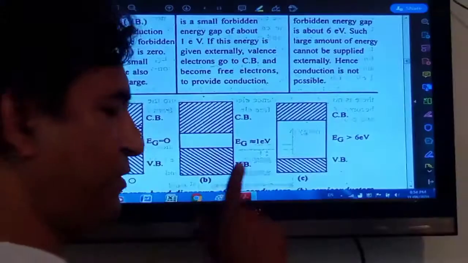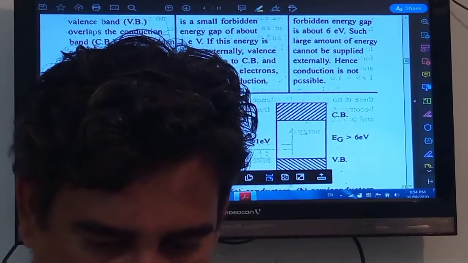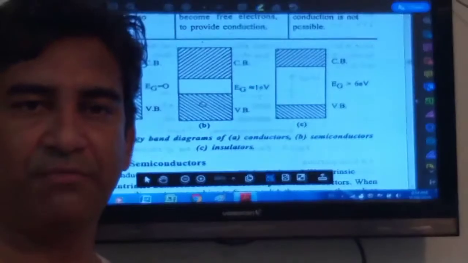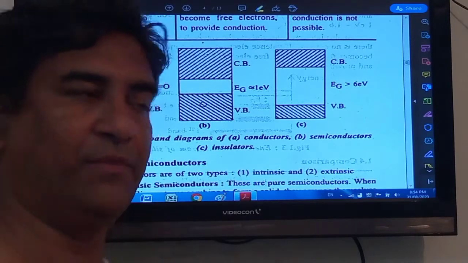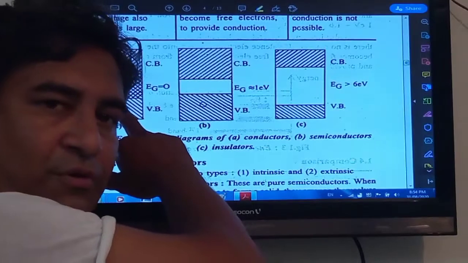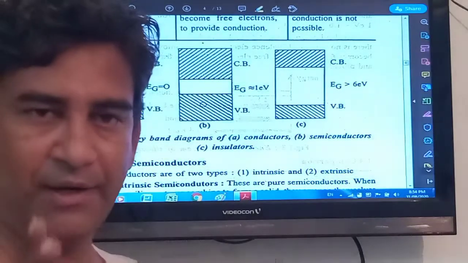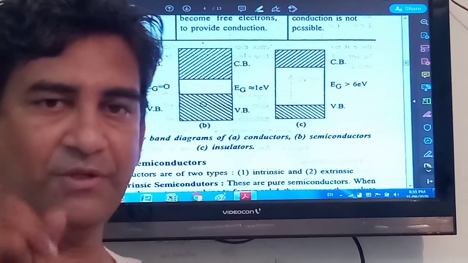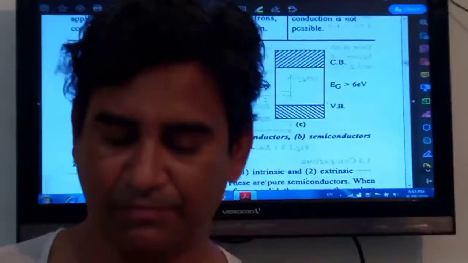This diagram is very important, because from this diagram we are able to understand the position of the valence band and the conduction band, and what gap is present between them. Okay, these 3 diagrams will give you the conductor, semiconductor and the insulator. So it is very important. Okay, friends, the next part we will conclude next time.